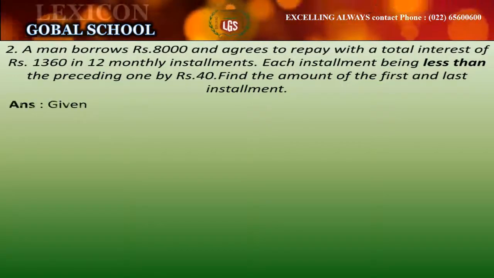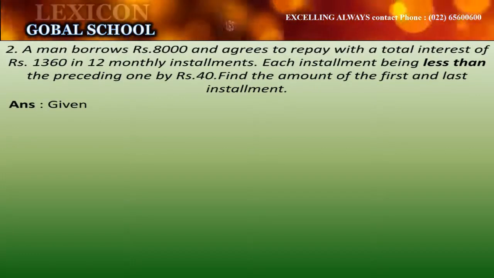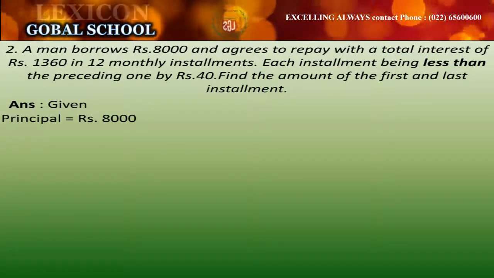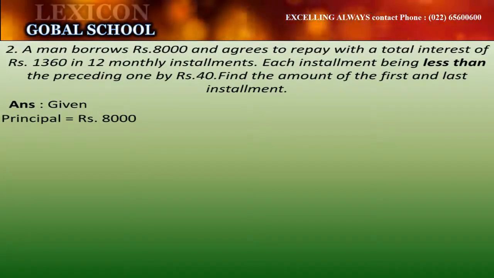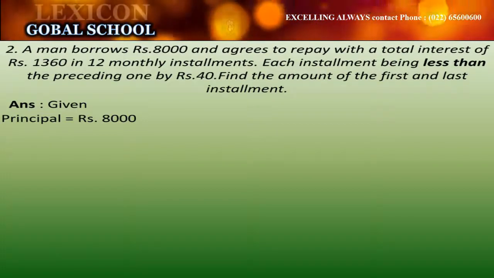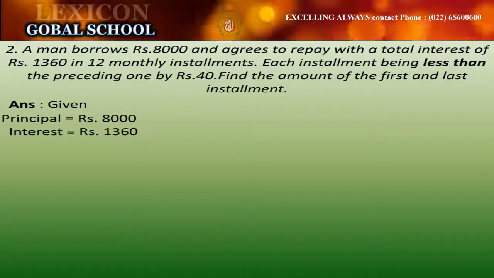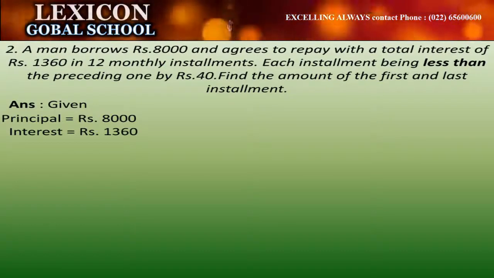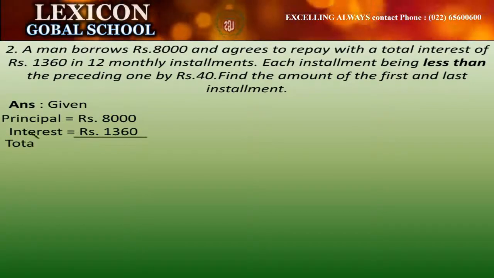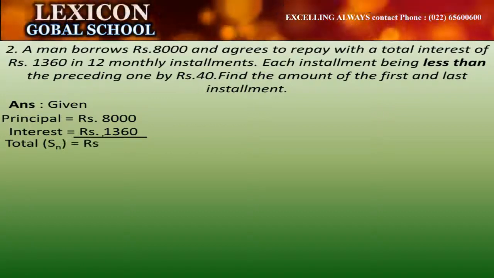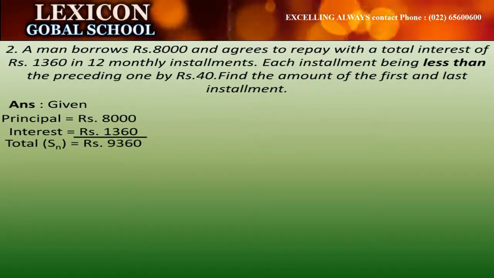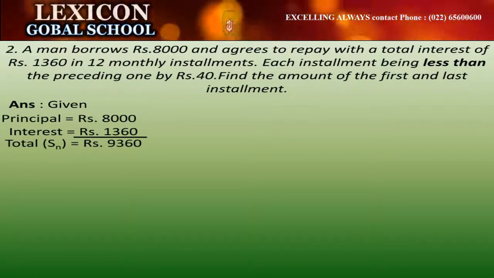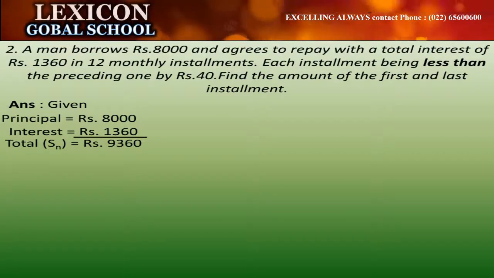First, we'll write what information is given to us. A man is borrowing rupees 8,000. Therefore, the principal amount is rupees 8,000. A total interest that he is going to pay for the borrowed amount is 1,360. Therefore, in all, he is supposed to pay 9,360. That means, what is 9,360? Your total, and total means Sn.